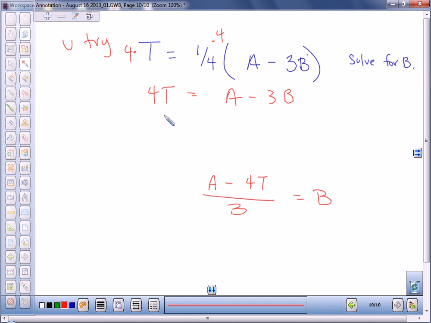But when we divide by negative, we're not going to leave the negative in the denominator, are we? We're going to distribute it through the numerator. And when we do, let's change colors. When we distribute it through, it's going to make this negative and this positive. So more pleasing if we start with a positive a. So a minus 4t, all divided by 3 equals b. Are we good? Yes, ma'am.